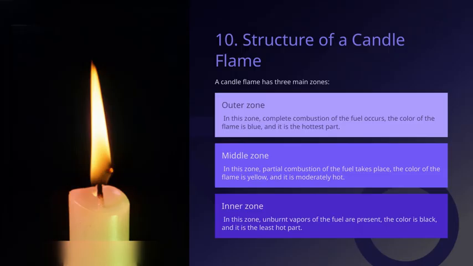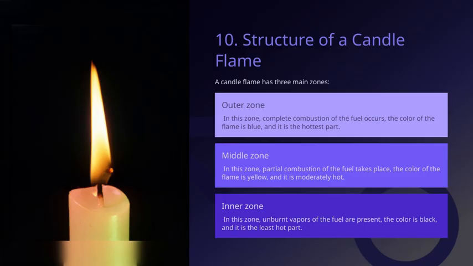Now let's take a closer look at the structure of a candle flame. A typical candle flame is divided into three main zones, each with distinct characteristics. First, we have the outer zone. This is where complete combustion of the fuel occurs, meaning the wax vapors are fully burned. You'll notice that this part of the flame appears blue, and it's actually the hottest region of the flame.